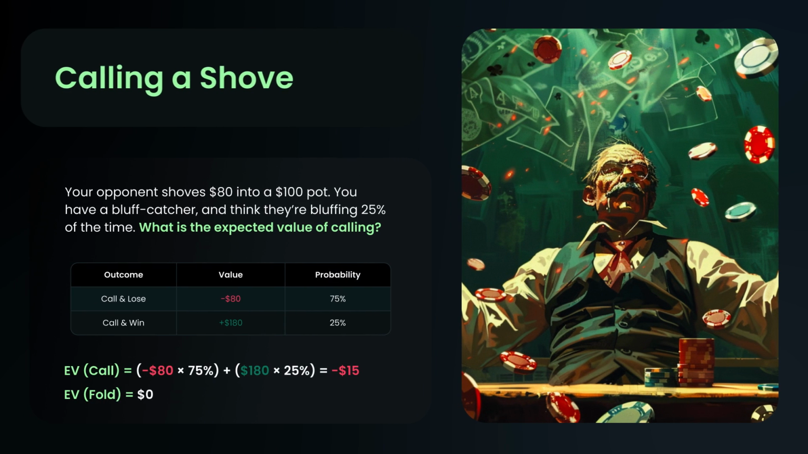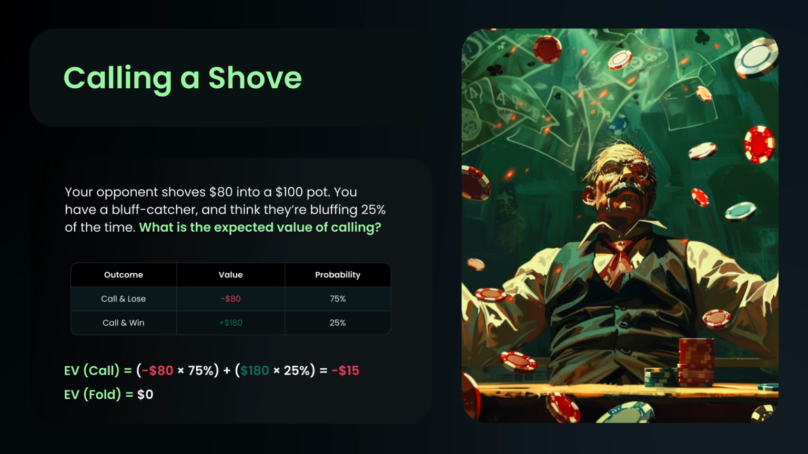Easy enough, right? Let's look at this from the other side. So now you're the player facing the shove, holding a bluff catcher, and you think they're bluffing 25% of the time. What's the expected value of calling? Well, if you call and lose, you lose your $80 call. And if you win, you win their $80 bet and the $100 pot. The probability of winning is just 25% since we assume that's how often they're bluffing. And that means they're value betting 75% of the time.